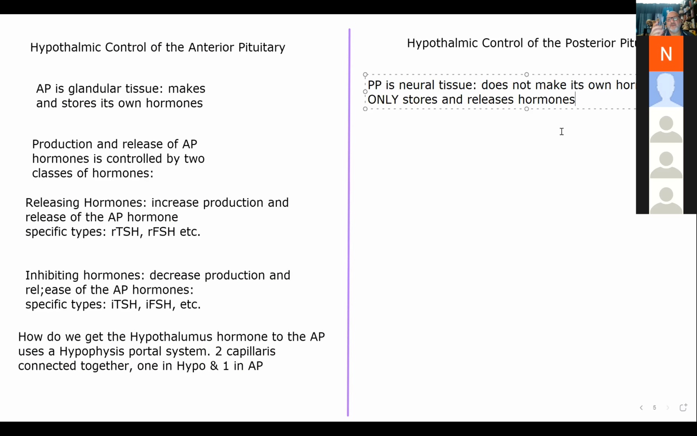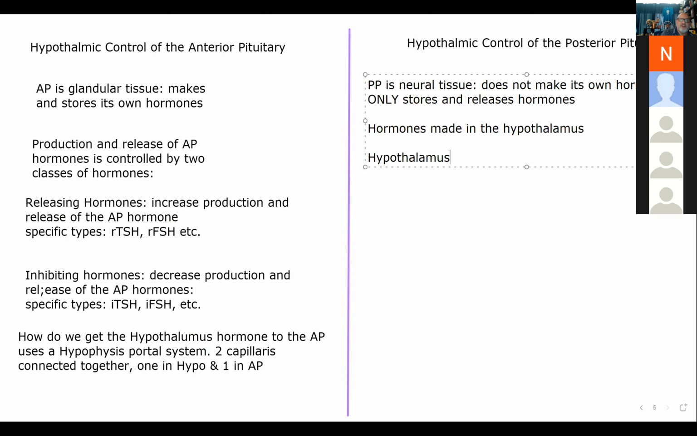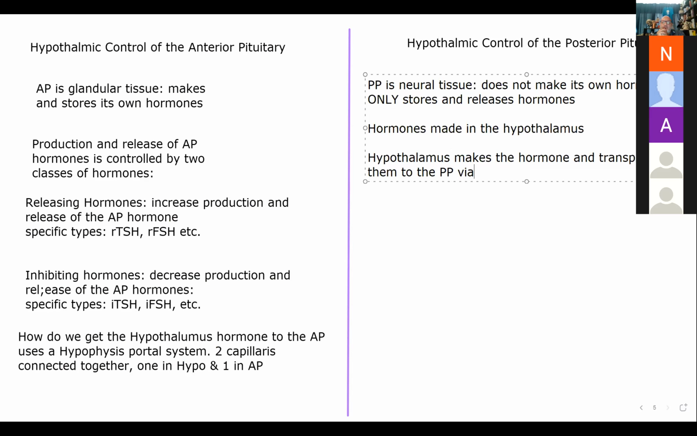Now, if the posterior pituitary doesn't make the hormones, where are the hormones made? The hypothalamus. Excellent. So how does the hypothalamus get those hormones to the posterior pituitary? The hypothalamic hypophyseal tract. Absolutely. A bundle of axons between the two, but we also have another name for that. What is the name for that bundle of axons that connects the hypothalamus to the posterior pituitary? Is it the infundibulum? It is indeed. The infundibulum.